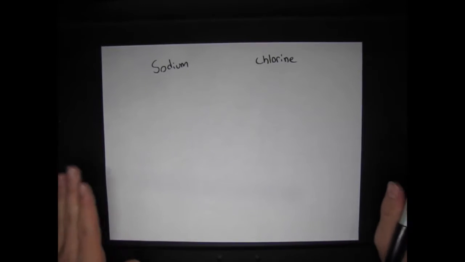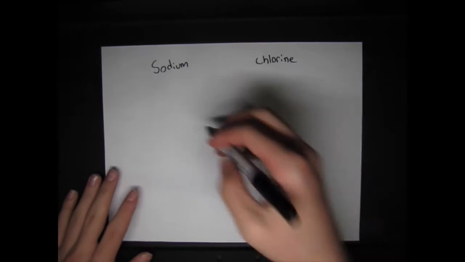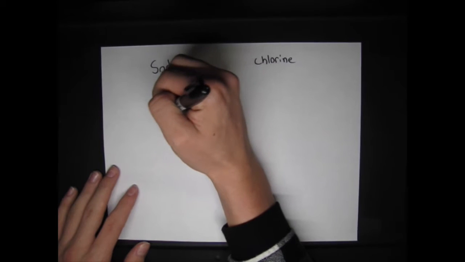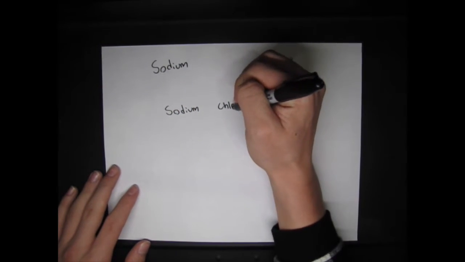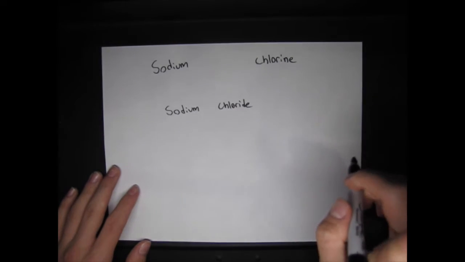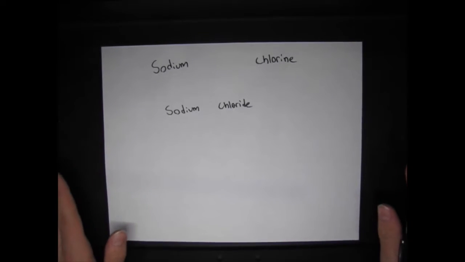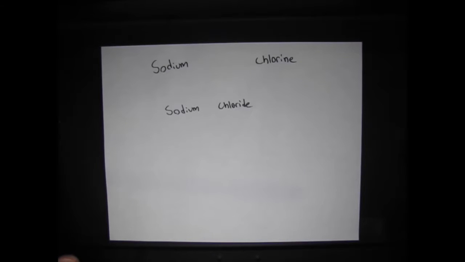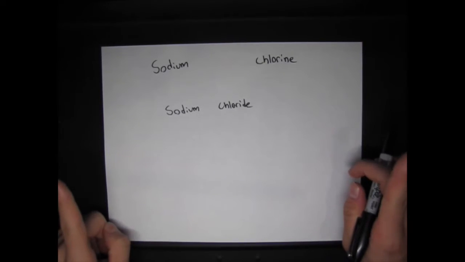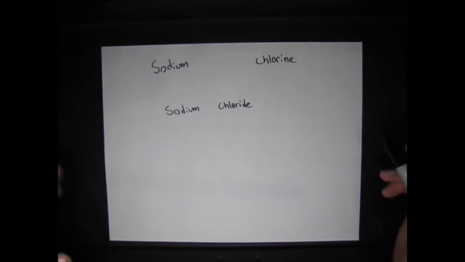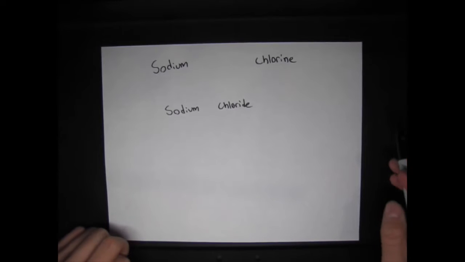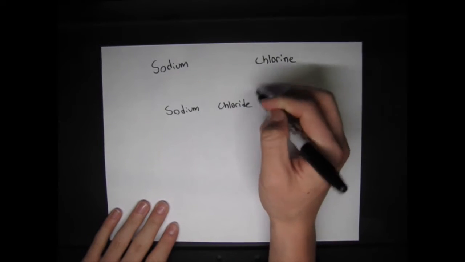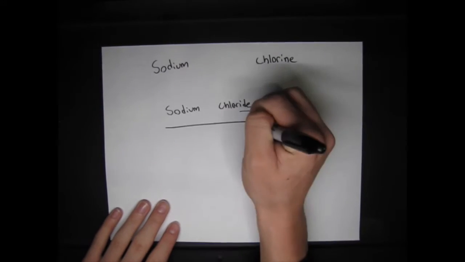And it's very simple. Again, all we need to do is put these two together and make it sodium chloride to make it one substance. Because you can't have sodium chlorine, that makes it two separate elements. We can't obviously do that, and we want one compound. So we add the "ide" at the end so that it makes it one.